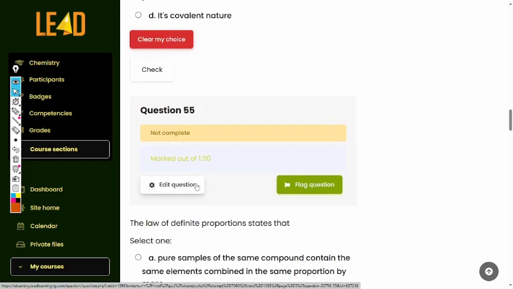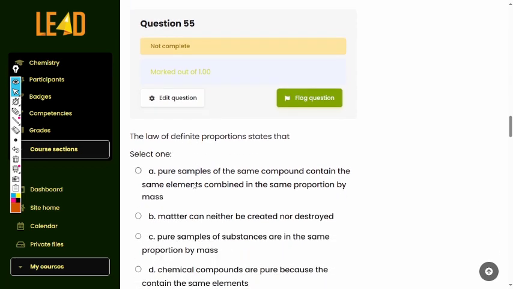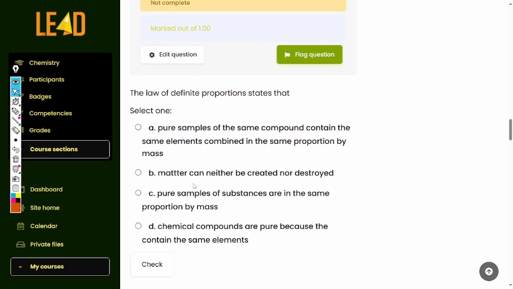55. The law of definite proportion states that, okay, so the answer is that pure samples of the same compound contain same elements combined in the same proportion by mass. What that means is that if you have a compound, regardless of the source of that compound, regardless of how it was gotten, if it is pure, it's going to contain the exact same elements in the same proportion. So water, for instance, will always be H2O. It will always have 2 atoms of hydrogen, 1 atom of oxygen, as long as it is pure, regardless of where you get the water from.